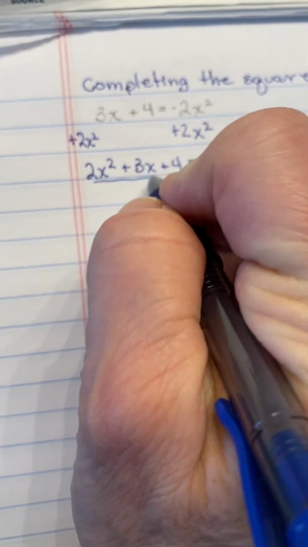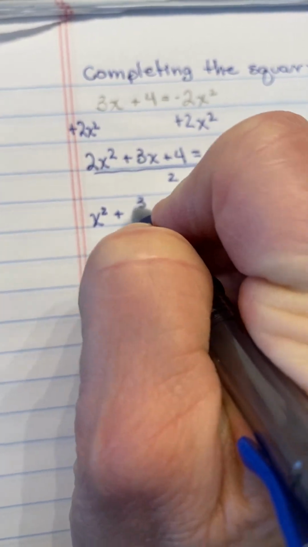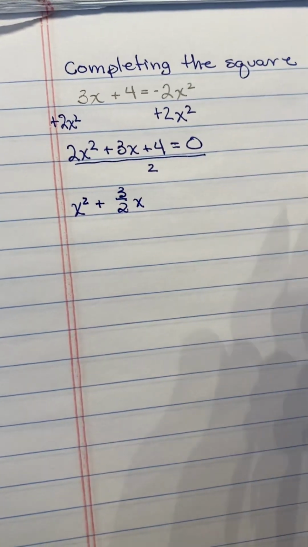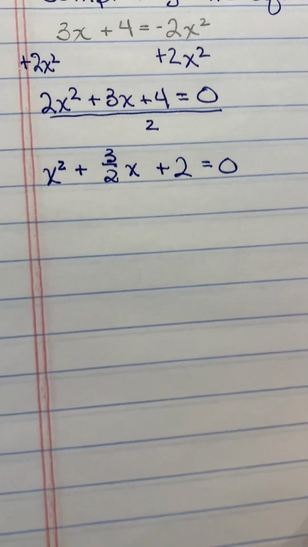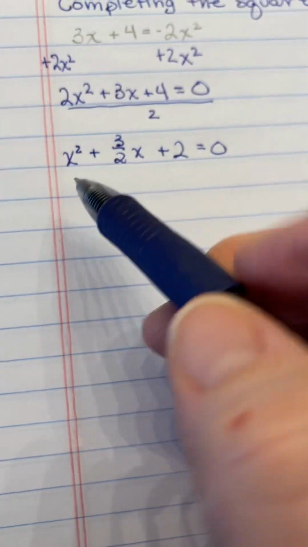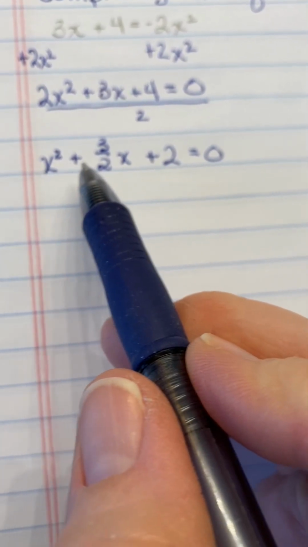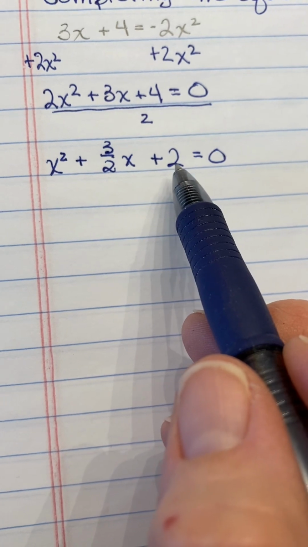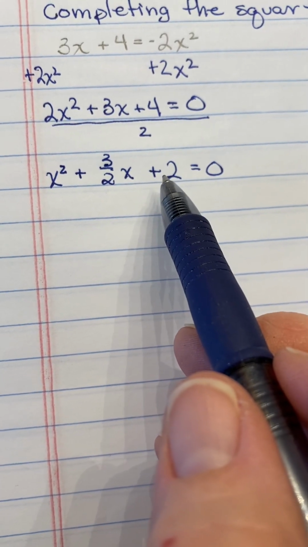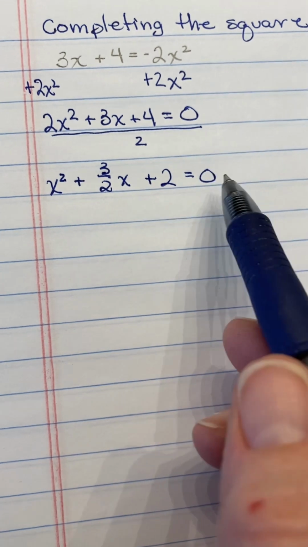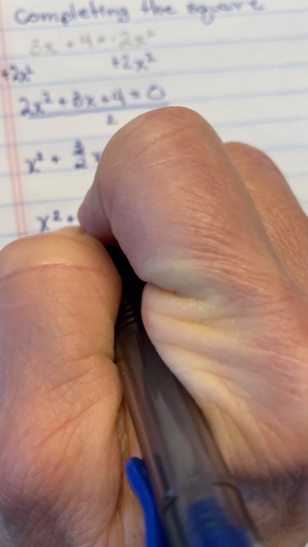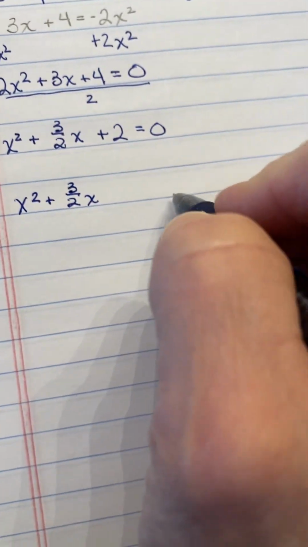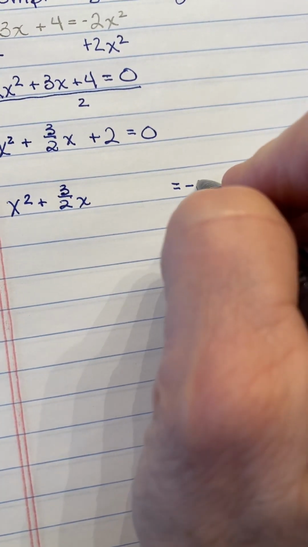So if we do everything divided by 2, I would get x squared plus 3 over 2, a fraction that I don't like, plus 2 is equal to 0, but it's unavoidable, right? Okay, remember we have ax squared plus bx plus c. This number I call the junk number, and we do not need it at all, so we're going to pop that on the other side. x squared plus 3 over 2x. I'm going to leave room for my perfect number.